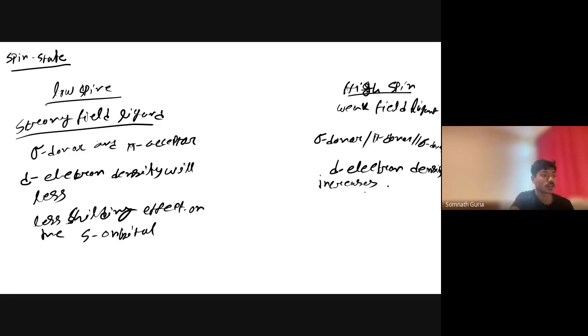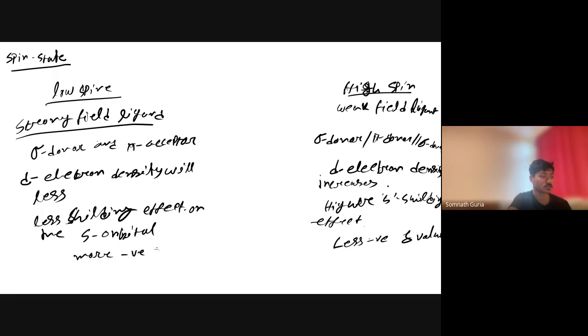Okay, and the lesser it is, the higher will be my s shielding effect, and then we will get a less negative delta value, and here we will get a more negative delta value. Okay.